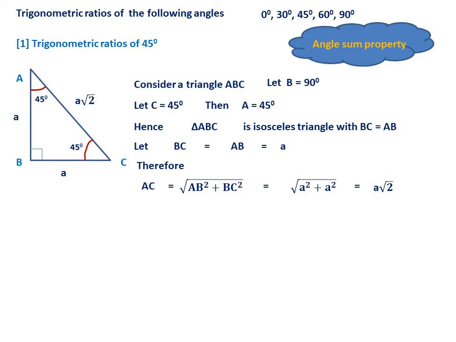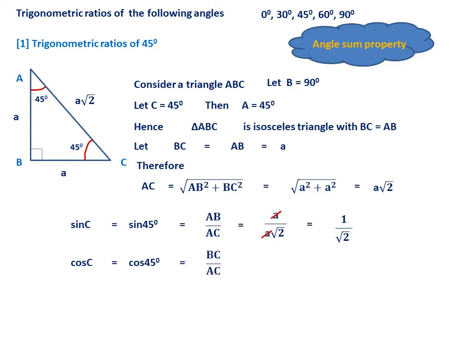Now, in the given triangle, we know the sides BC, AB and AC. Therefore, definitely we can find all the 6 trigonometric ratios. Now, find sin C, for example. Sin C is sin 45. What is the definition? Opposite AB divided by hypotenuse AC. So that will be equal to a divided by a root 2. Cancelling a, you get 1 by root 2. Therefore, sin 45 degree is a constant value, that is 1 by root 2. So, this is the value.